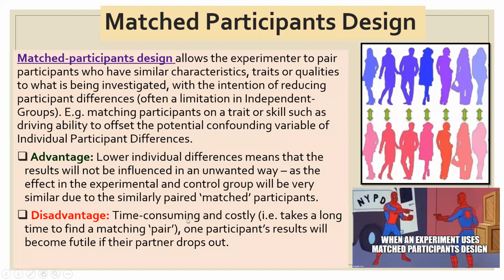The matched participants design is when we try to match participants on certain characteristics or qualities, again, to just ensure a reduction in individual participant differences. Now, this is good because obviously when we have lower individual participant differences, there are fewer chances of potential confounding variables taking place or the results getting affected in an unwanted way. A disadvantage is that although it's easy for me to say, oh yeah, this girl has an IQ of 120, I can find a girl that's just like her in every other way with an IQ of 120 as well. It's easier said than done.